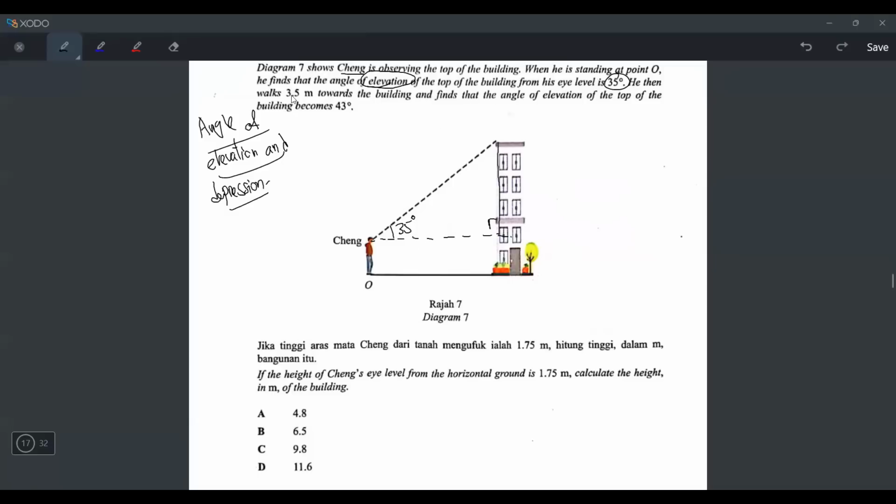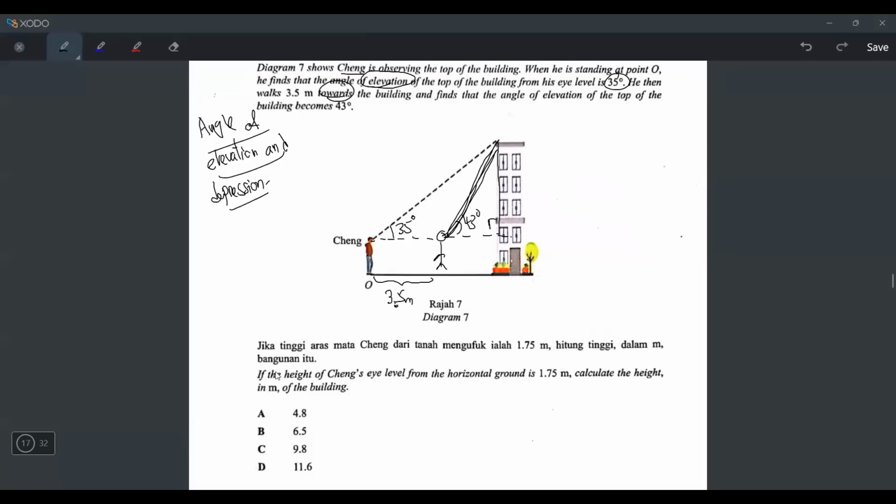And then they say he walks 3.5 meters towards the building and finds that the angle of elevation of the top has become 43. So he walks 3.5 meters. So we know the distance here is 3.5 meters. And after he stands here, he looks up again, but this time the angle of elevation has changed. It becomes 43 degrees, right?